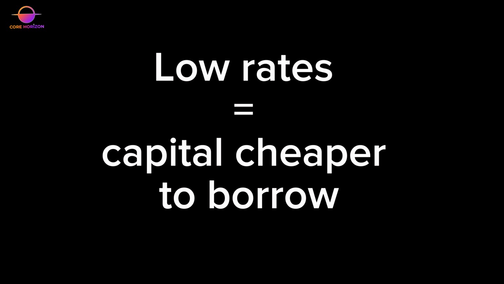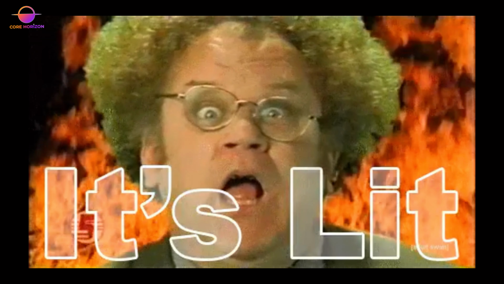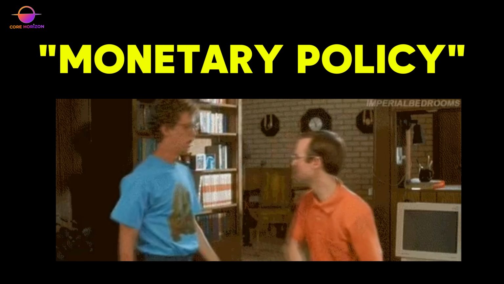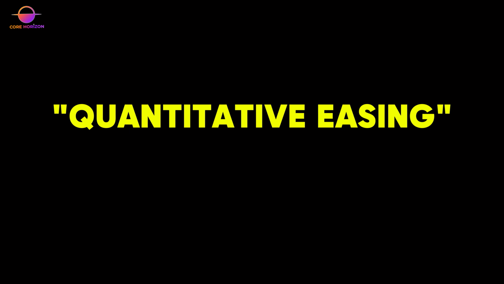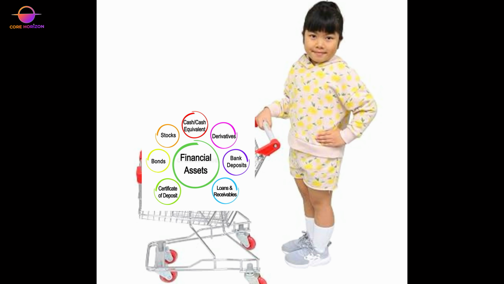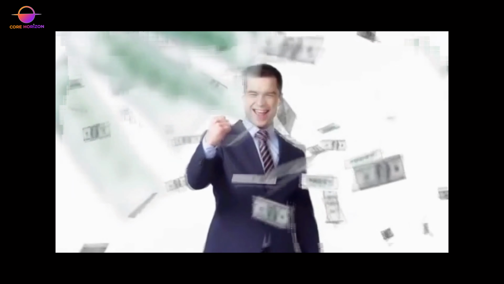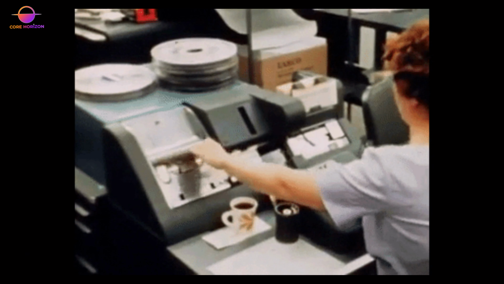Low rates make capital cheaper to borrow, leading to more spending and investment, and the economy heats up. This is called monetary policy. Tight monetary policy equals fighting inflation. Loose monetary policy equals boosting growth. And then there's quantitative easing, QE. That's when central banks buy financial assets like government bonds from commercial banks to pump money into the economy. It's like printing money but with extra steps and spreadsheets.